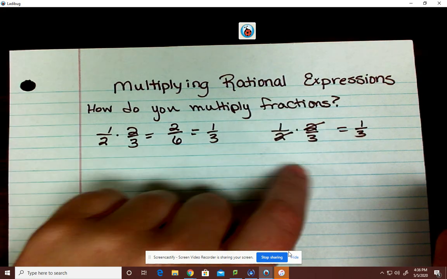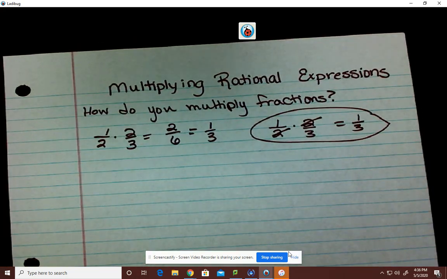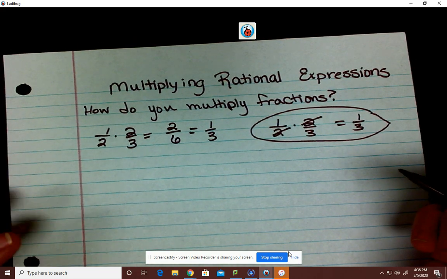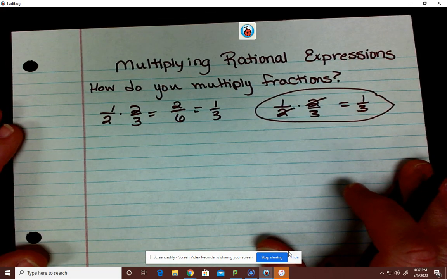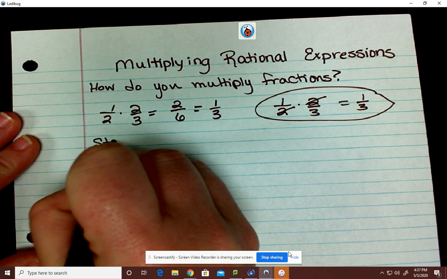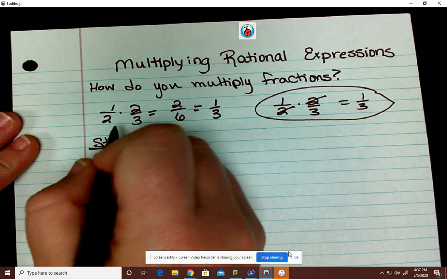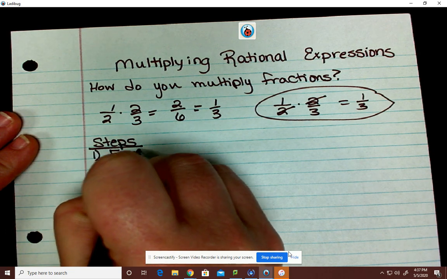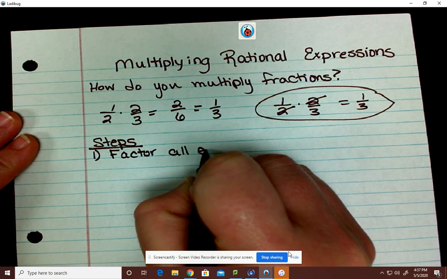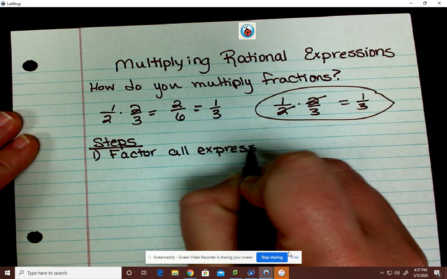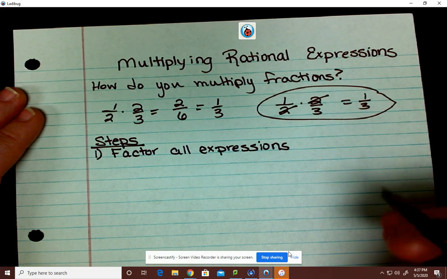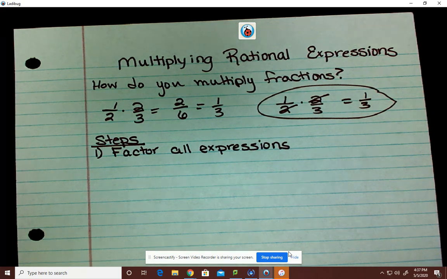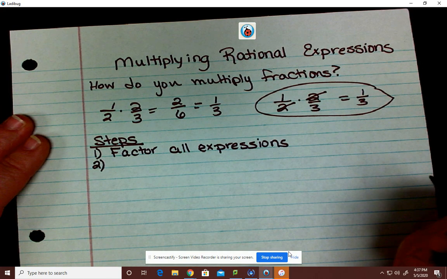This is the way that we're going to look at multiplying our rational expressions. You could do it the other way, but this way is just saving ourselves a step. So let's talk about what the steps are. You'll notice this first step is the same as with simplifying. First thing you're going to do in both fractions is simplify and factor all expressions. So you're going to factor numerator and denominator for all fractions.